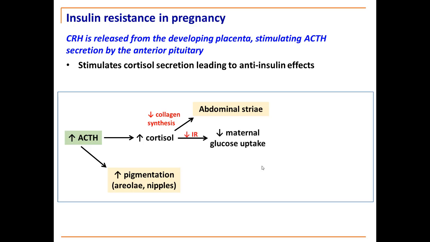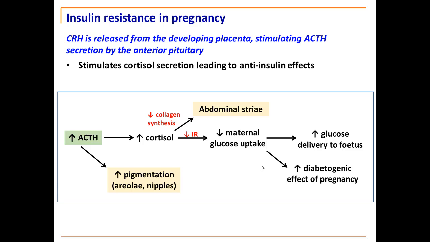Cortisol also downregulates the number of insulin receptors. Therefore, with fewer insulin receptors, we have less maternal glucose uptake, and therefore we start to get an increase in blood glucose levels, and therefore more glucose delivery to the fetus. But it also is partly responsible for the diabetic effect during pregnancy.